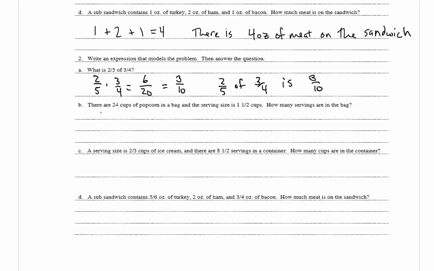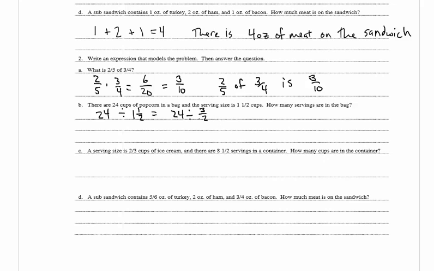In B, it says there are 24 cups of popcorn in a bag, and the serving size is 1.5 cups. How many servings are in the bag? And in order to find how many servings are in the bag, we're going to divide the total cups divided by the serving size. So we're going to have 24 divided by 1 and 1/2. And whenever we have a mixed fraction, we're going to want to turn it into an improper fraction. So we're going to say that this is equal to 24 divided by 2 times 1 is 2, plus 1 is 3. So we have 3 over 2.